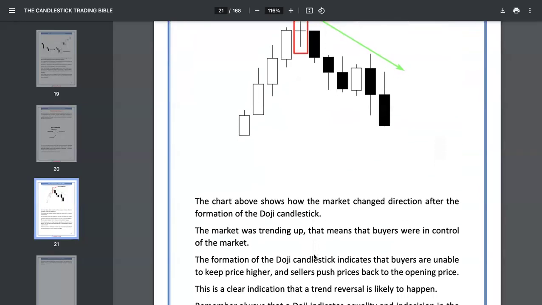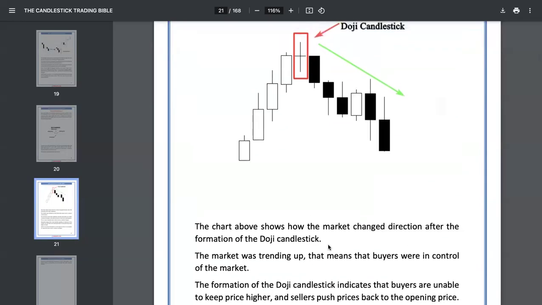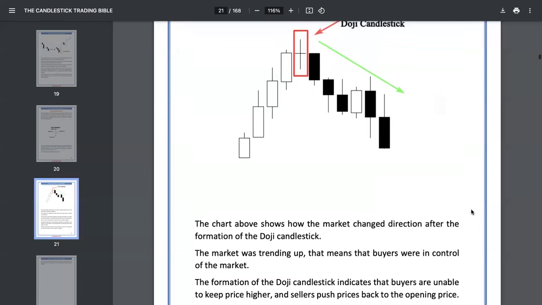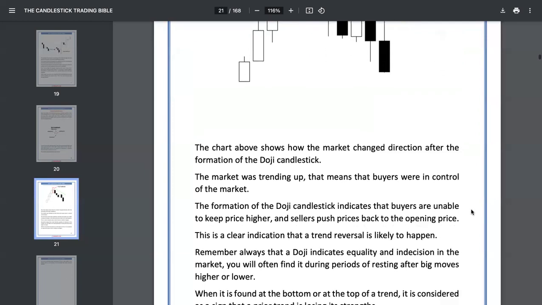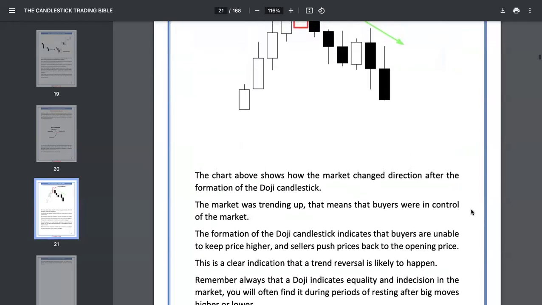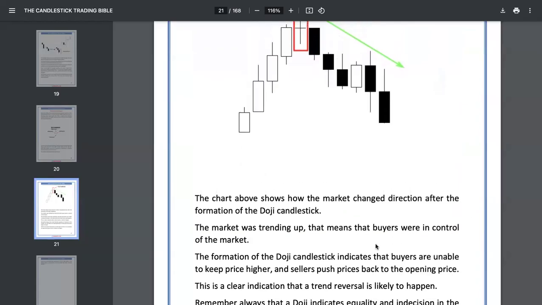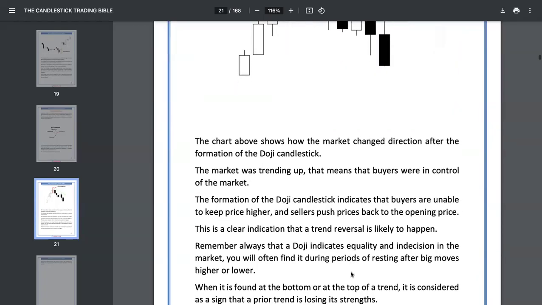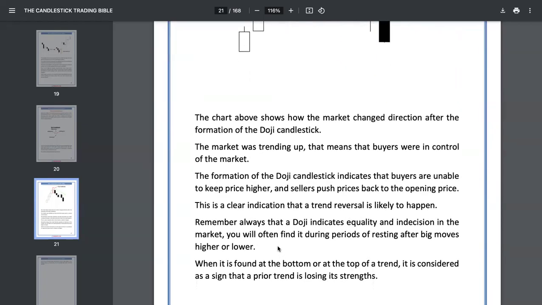The market was trending up. That means the buyers were in control of the market. The formation of the Doji candlestick indicates that buyers are unable to keep price higher and sellers push prices back to the opening price. This is a clear indication that a trend reversal is likely to happen.